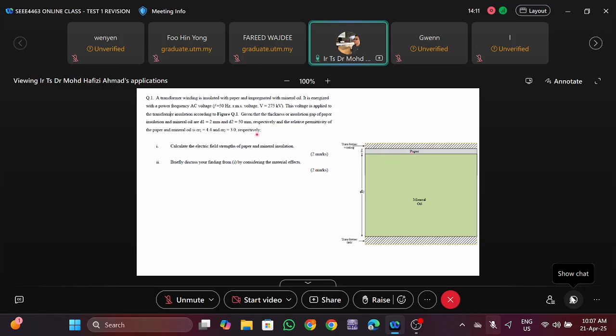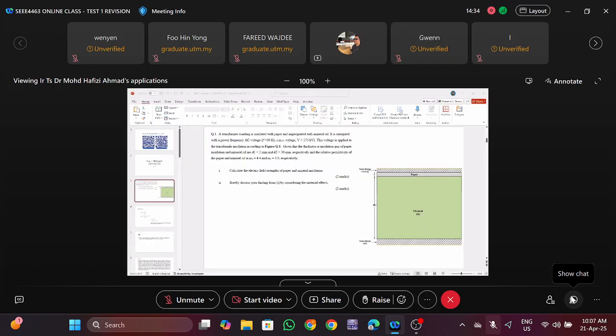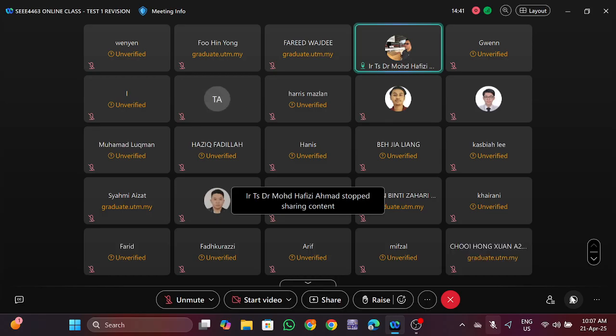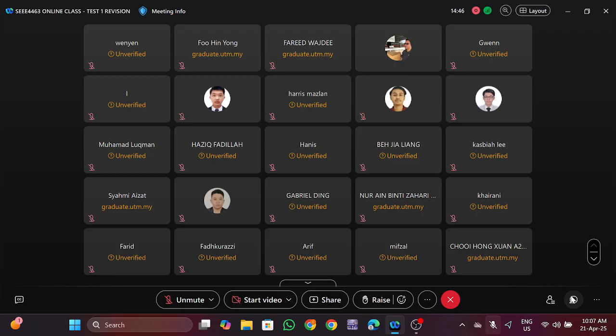Okay, so based on this question, it's given to you, this transformer winding is energized at 275 kV RMS, and you are required to calculate the electric fields. Okay, all right. So if you still remember, so let me stop sharing. And then I want to share our slides. Okay, share.